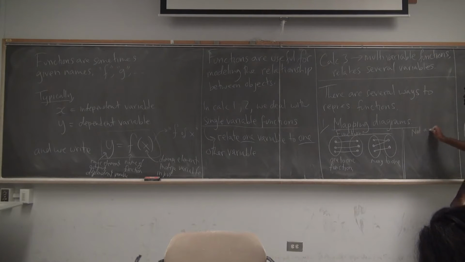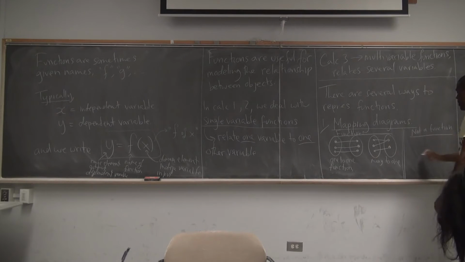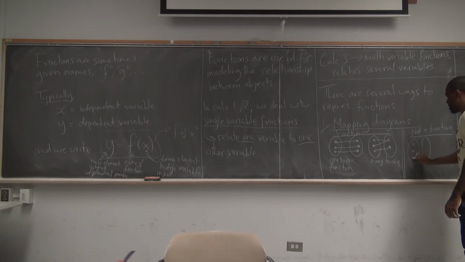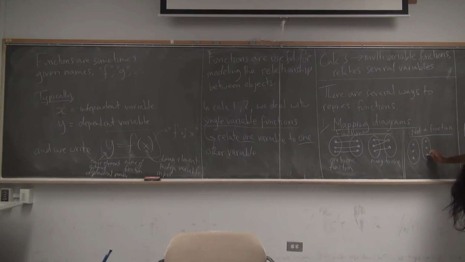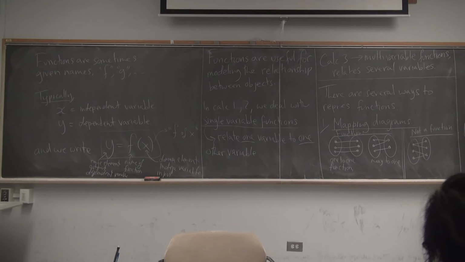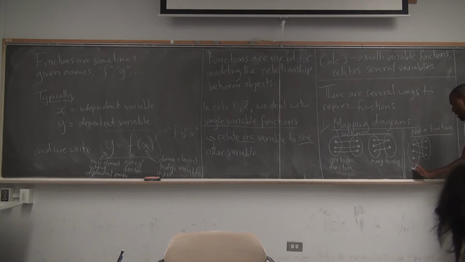Something that's not a function would be something that looks like this. Notice that here I have a single guy over here being connected to two things, right? Because I didn't connect him to one other guy, it's not a function anymore, right? This is called a one-to-many relation.